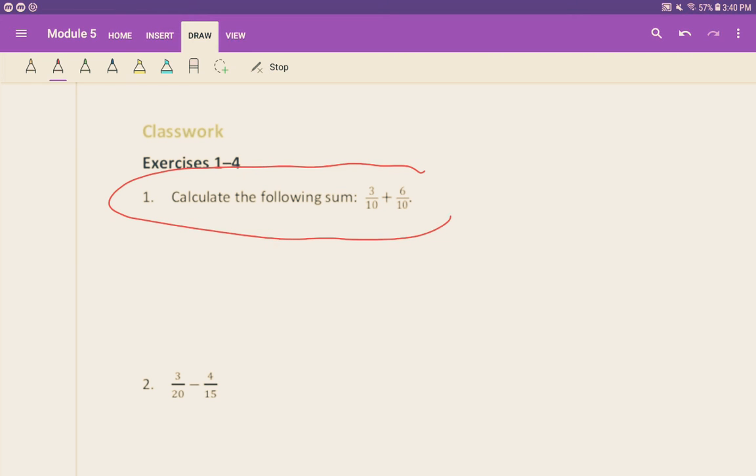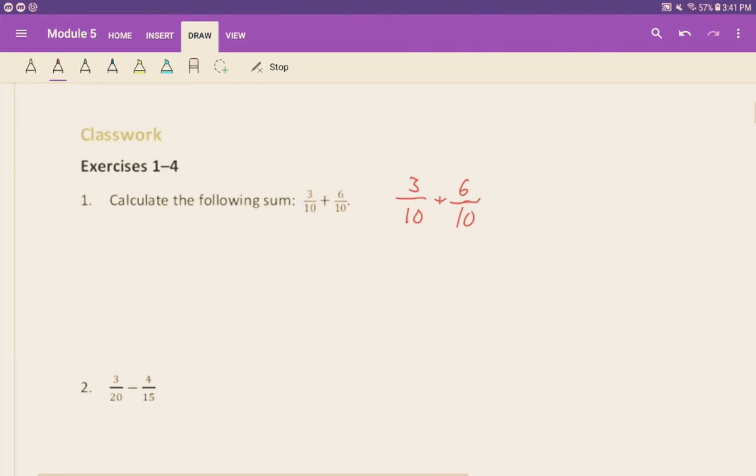First one here, we are asked to calculate this sum. So we're going to add, right? 3 over 10 plus 6 over 10. Now, when we add fractions together like this, the key thing to keep in mind is that when we're adding, we are combining like terms. So when you read this, you read it as 3/10, and we're going to add to that 6/10. So if we take 3/10 and we add 6/10, how many tenths do we now have? We have 9/10.